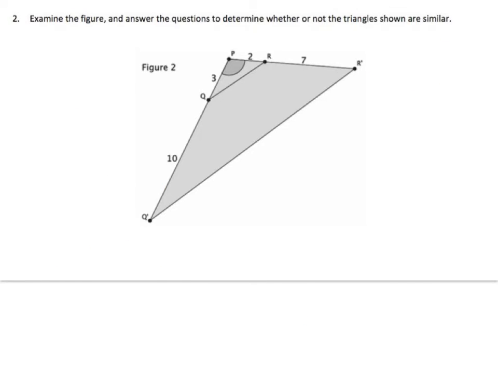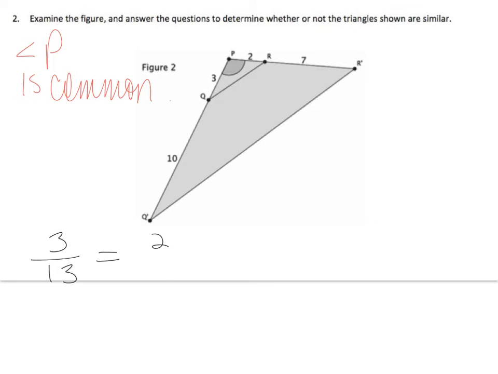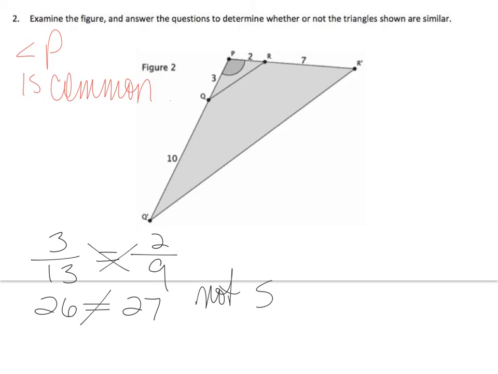Okay, examine the figure and answer the questions to determine whether or not the triangles shown are similar. Okay, we have a common angle. It's P, not B. So that's going to be equal. Now we just need to check the proportions, the ratios of the sides. So if I get 3 over 13 and see if that equals 2 over 9. Let's do the cross product. 2 times 13 would be 26, and 3 times 9 is 27. Not equal. Therefore, the triangles are not similar.